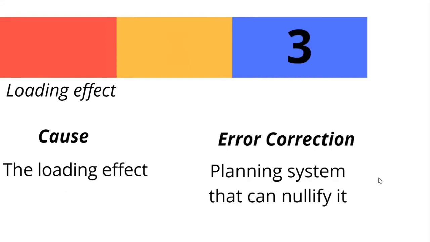Right? The next one is loading effect. Okay, so loading effect, we actually saw what loading effect is, right? So error correction in this case would be planning the system so that it can nullify the loading effect, right?